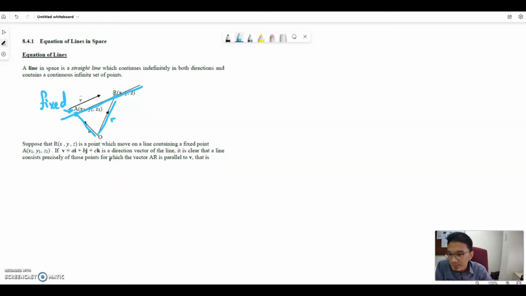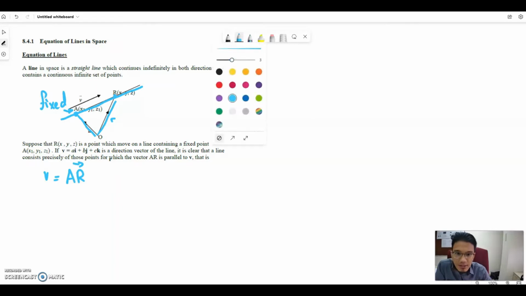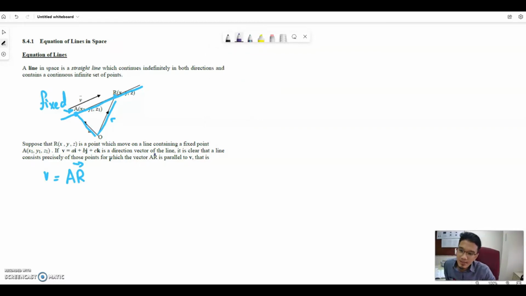Suppose that R(x, y, z) is a point which moves on a line containing a fixed point A. So A is a fixed point and R is a movable point. Then a vector V, which is the vector from point A to point R, is the direction vector of the line. It is clear that a line consists precisely of those points for which the vector AR is parallel to V.